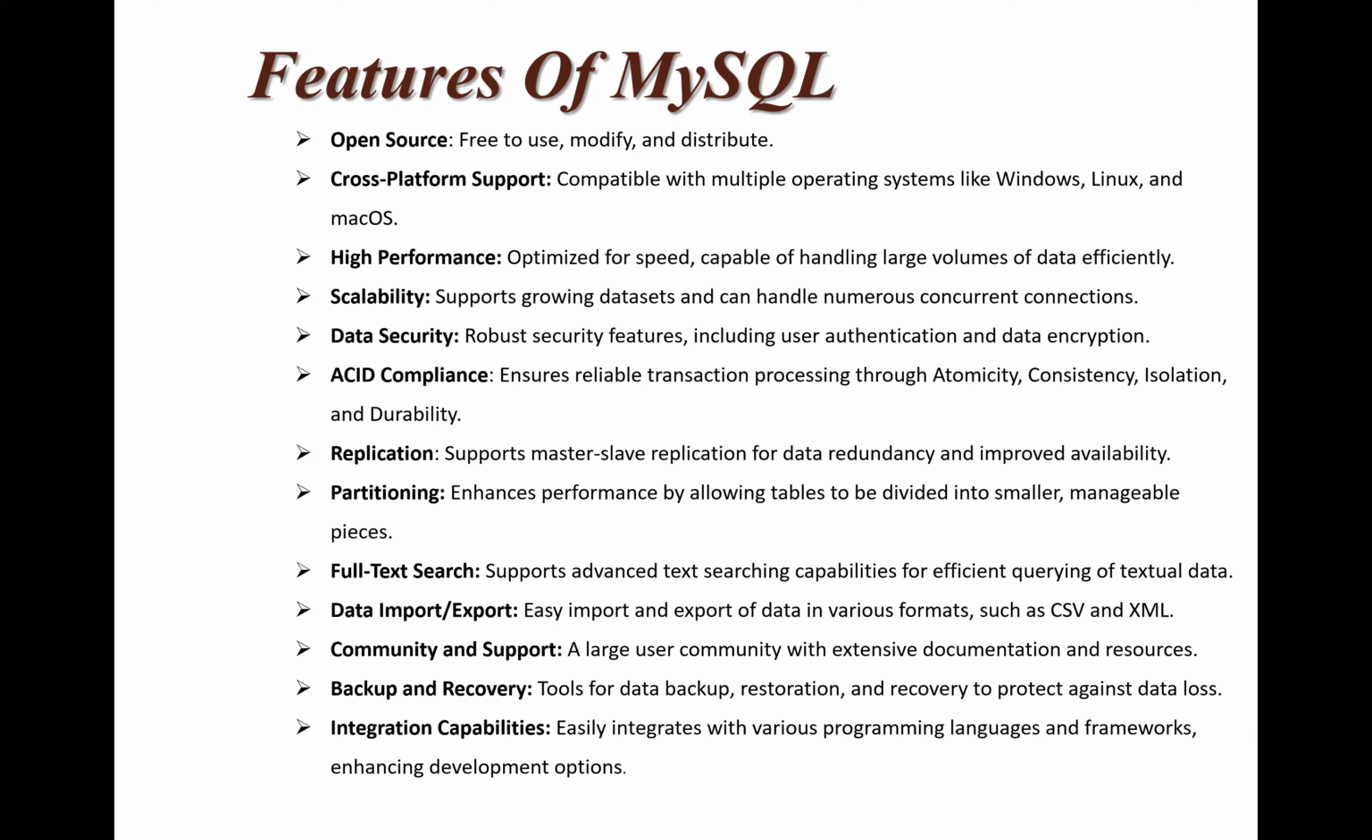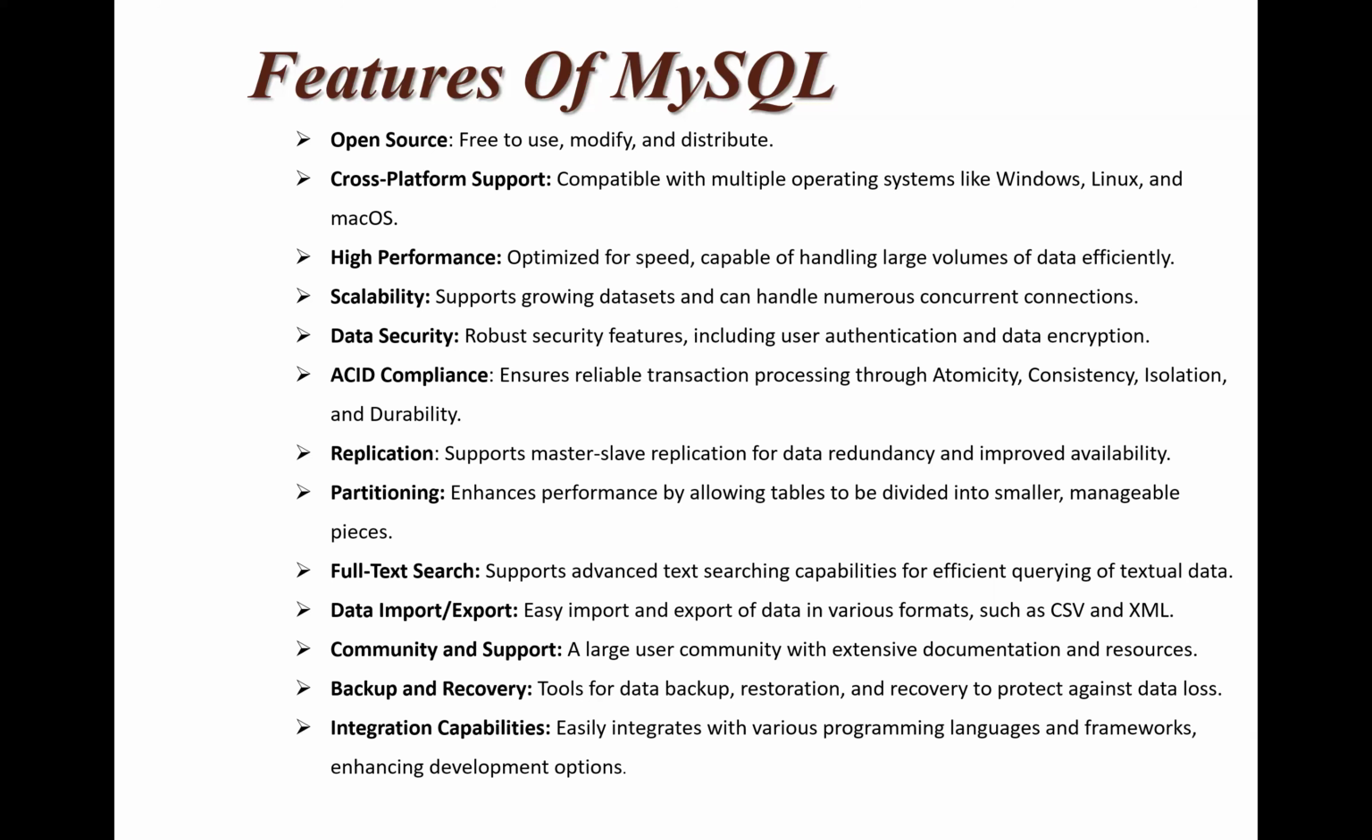As we saw on the first slide, open source means free to use, modify, and distribute. Because of that, we can use it freely without any issues, without any payment. If you have internet and a system, you can download it and install and use it. Cross-platform support: compatible with multiple operating systems like Windows, Linux, and macOS. As I already told, we can install it on whatever operating system is available in the market and use it.